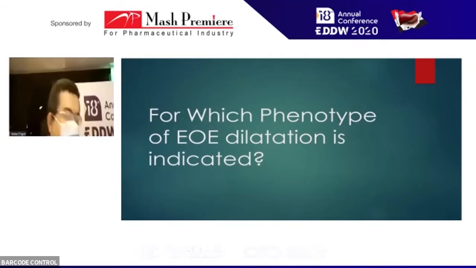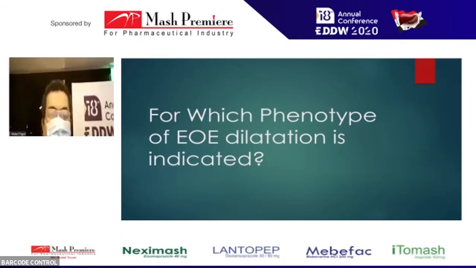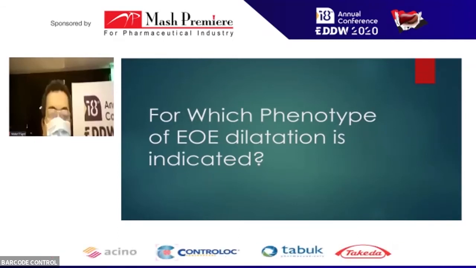The first question from Dr. Shireen: for which phenotype of eosinophilic esophagitis is dilatation indicated? As Dr. Inji said, there are many phenotypes of eosinophilic esophagitis. It is sometimes difficult to detect. However, the majority of patients with this condition, 95%, present with dysphagia, which means they have a stricture, and then sometimes we will need dilatation.